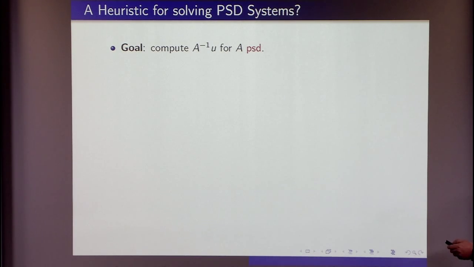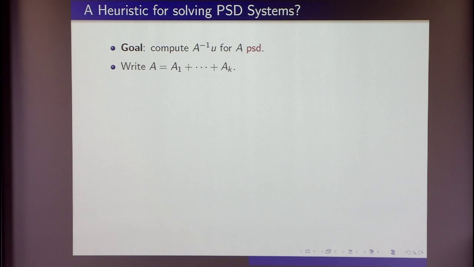So we don't know how to do this fast enough. I guess the best method I know is via conjugate gradient. Recall that your goal is, you're given a positive definite matrix A, and your goal is to solve this system for the vector U. So you want to compute A inverse times U.